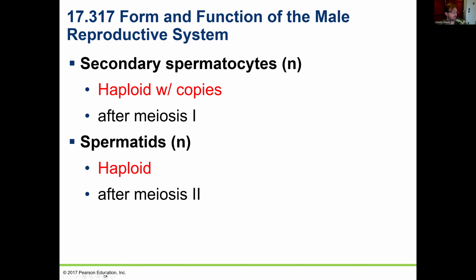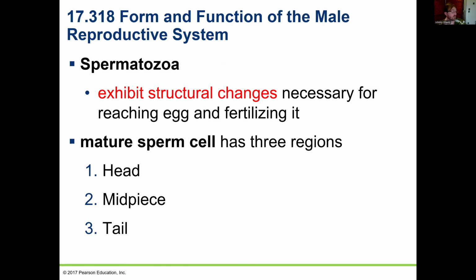All right, so the spermatids are going to be that final daughter cell right there. Now, spermatozoa are going to be the cell that's really developing the tail, the shape of the head, the motor mechanisms. The spermatozoa are going to be the first cell that's actually going to look like a sperm. It's going to have a head, a midpiece, and a tail.